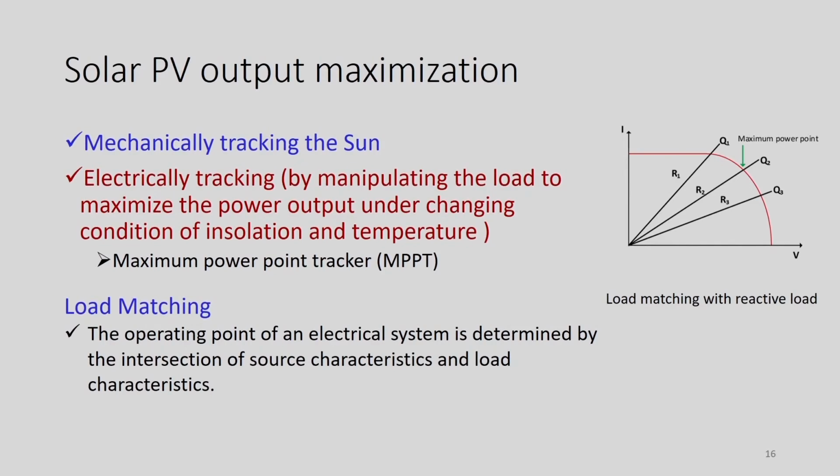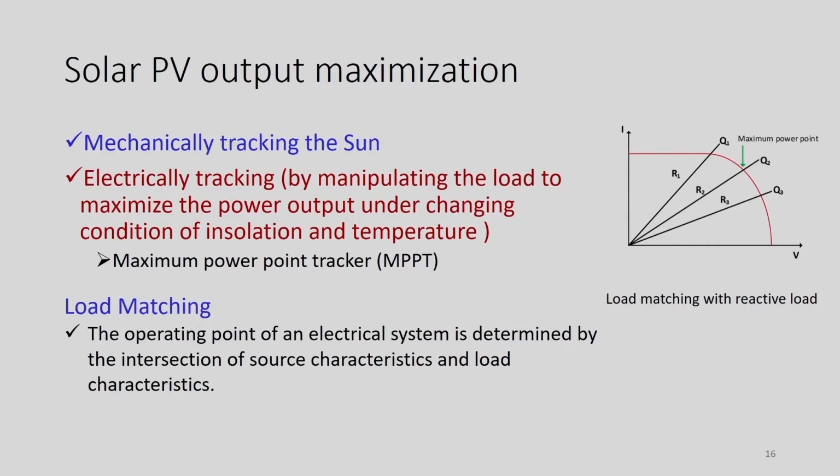One is mechanically tracking the sun. So, we can track the position of the sun by operating the PV system, so that maximum exposure of solar radiation can be obtained. Or in the second case, we can do it electrically, that is called electrical tracking, by manipulating the load to maximize the power output under changing conditions of insolation and temperature.